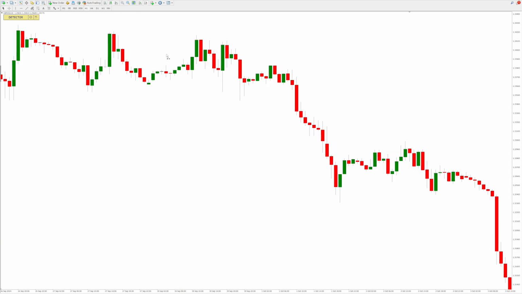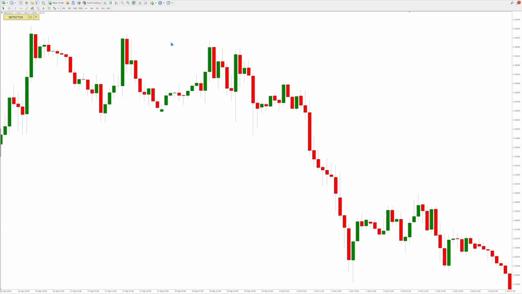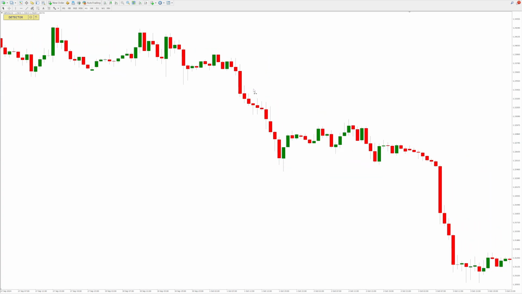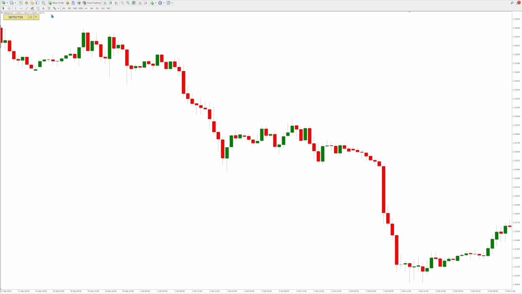Very simple. What you're looking for are two consecutive candlesticks with a similar high for a matching high, similar low for a matching low. For example, these two here, see these two candles? Similar if not identical high. See the wicks? Almost the same high there. So these are two matching high candlestick patterns.